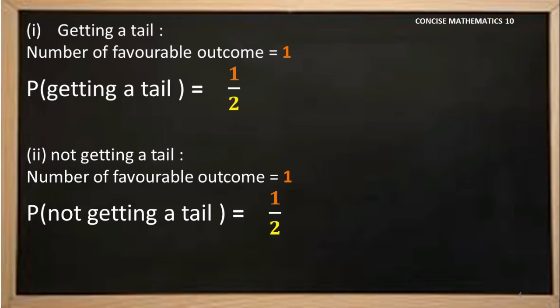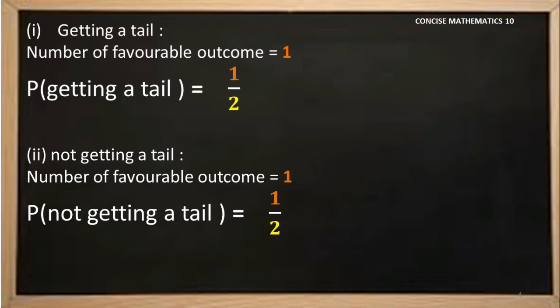So I am going to get a tail. How many times can I get a tail? It is only one time. So the probability will be equal to 1 by 2. In a similar manner, if it is not getting a tail, it is nothing but getting a head.